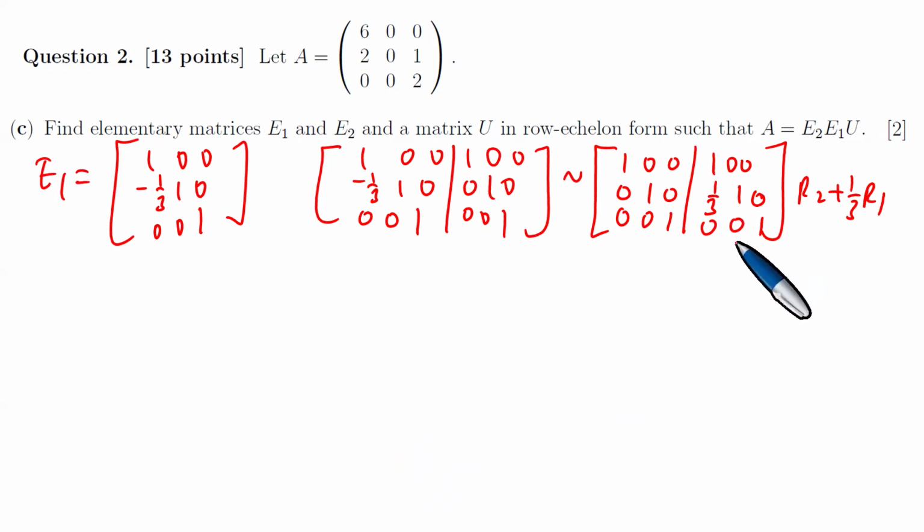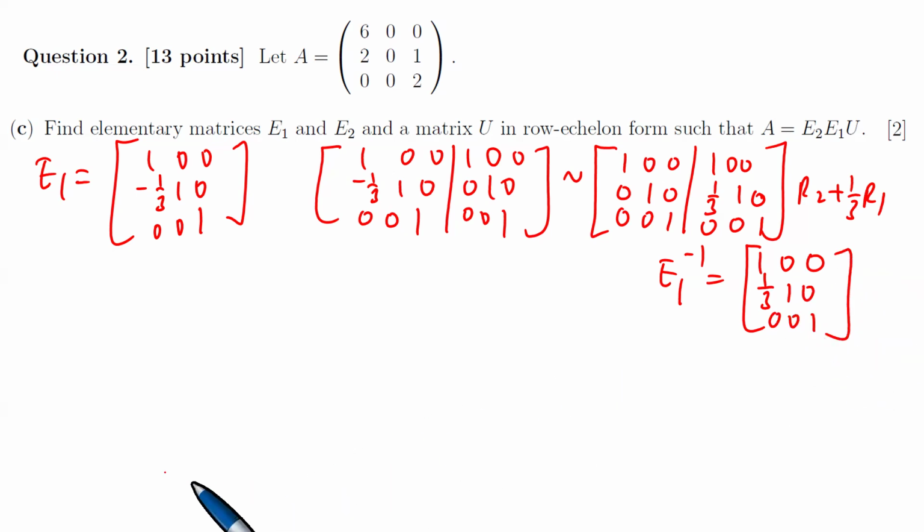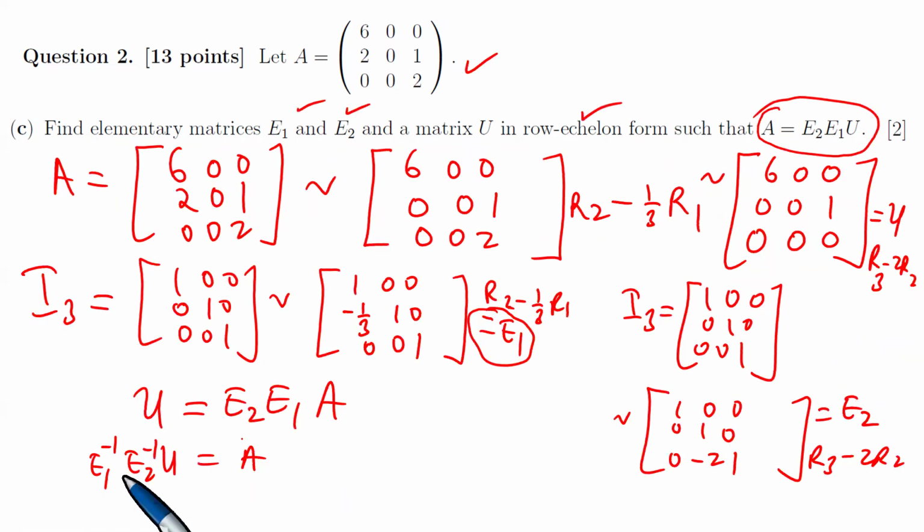So this one is the actual matrix they want. It is sort of the E1 inverse, which is 1 0 0, 1/3 1 0, 0 0 1. Okay, but it's not everything we need, because we need to also get the inverse of the E2. So you take this E2, which is this one.